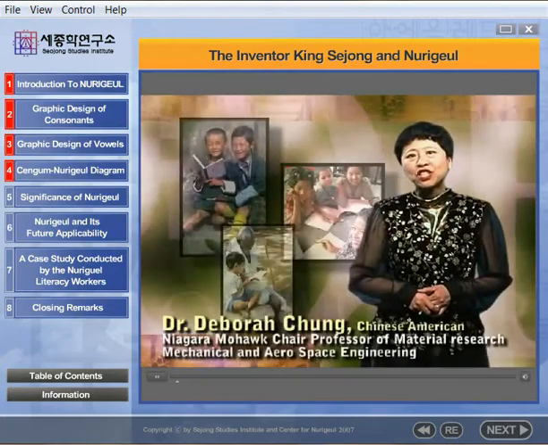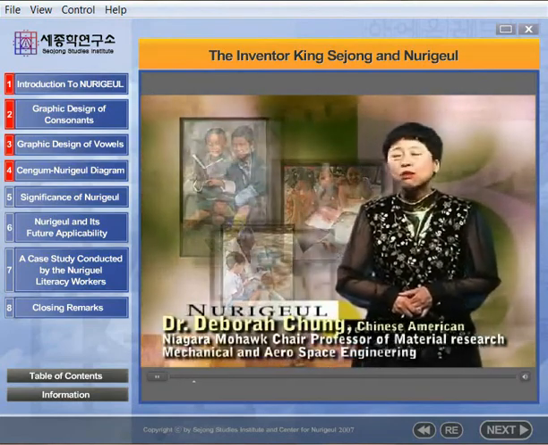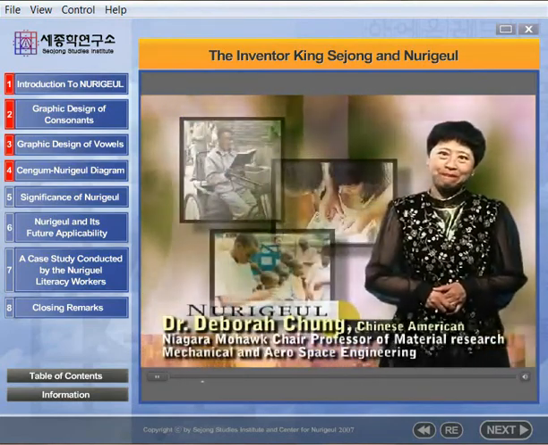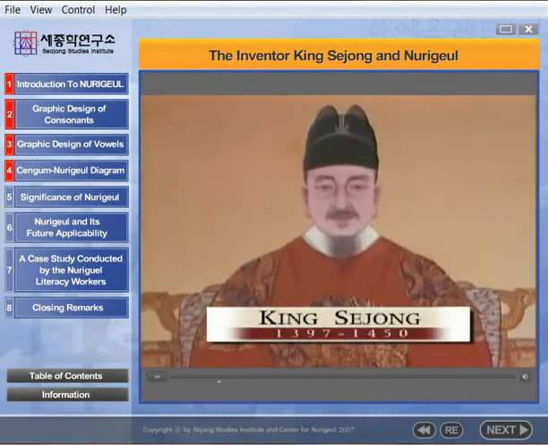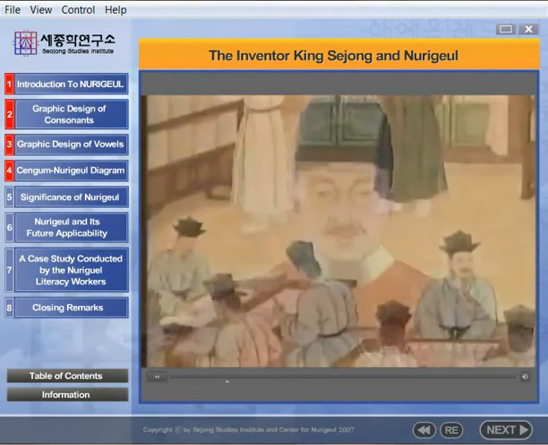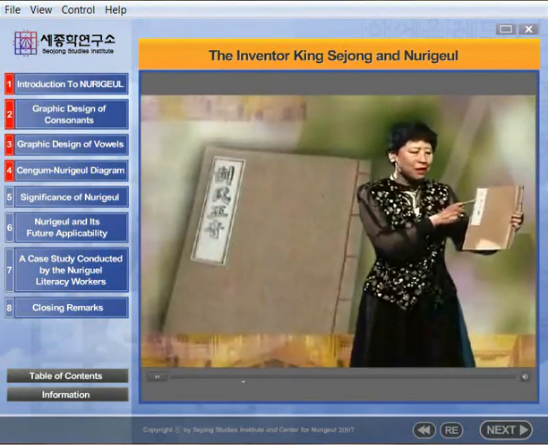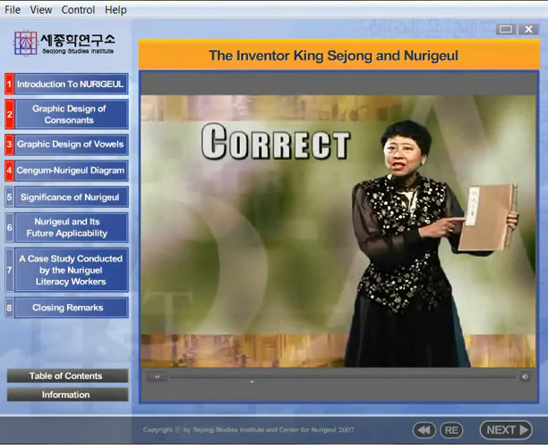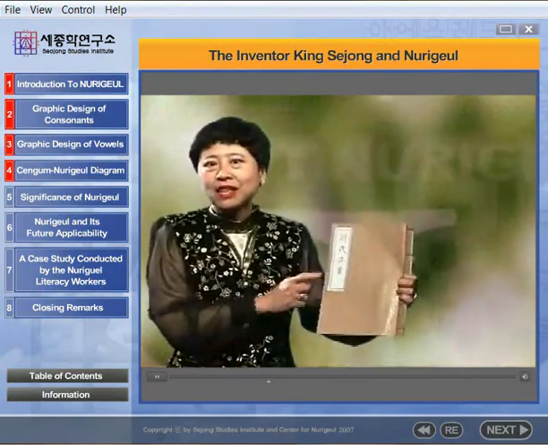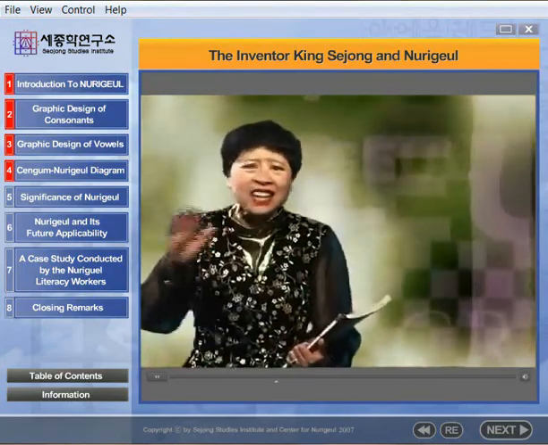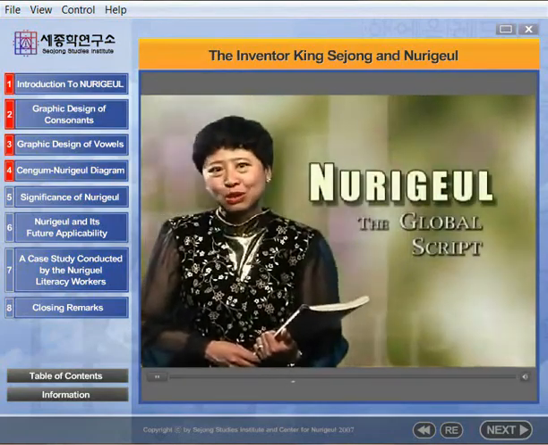Welcome to this session in which you will learn a global script, which has the potential of solving the illiteracy problem that is still widespread all over the world today. In the year 1446, Korean King Sejong invented a new phonetic alphabet to alleviate the illiteracy among his people. He named it Hunmin Cheongum, which means correct phonetic symbol for the instruction of the people. This phonetic symbol can be applied to virtually any language in the world. We call this alphabet Nurigle, which means global script.